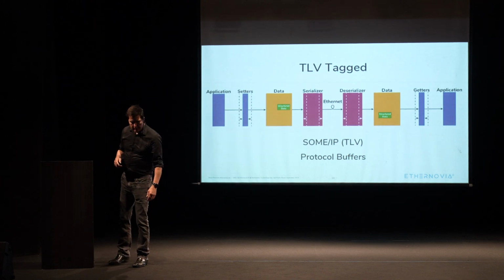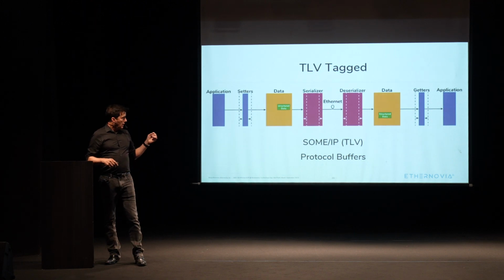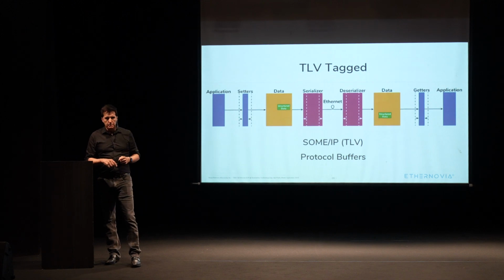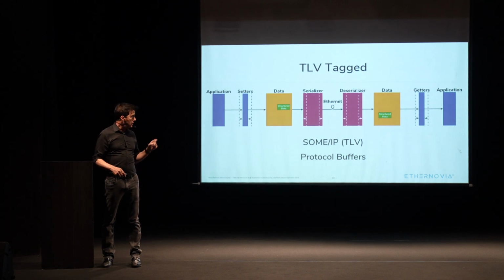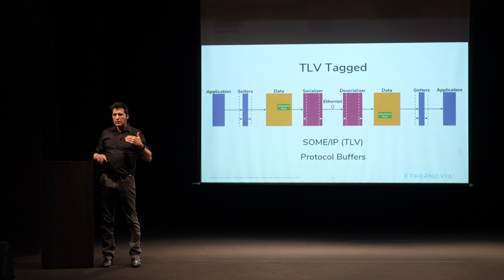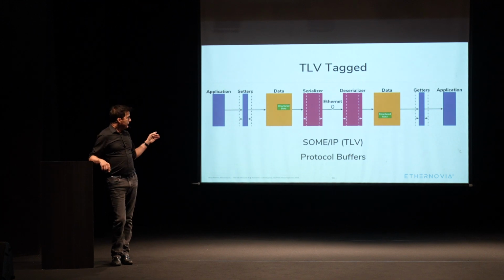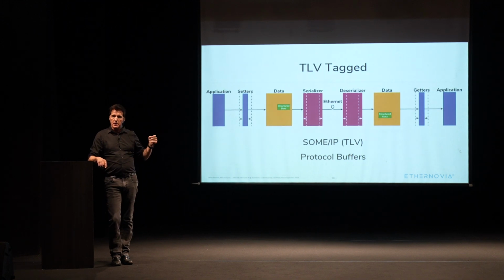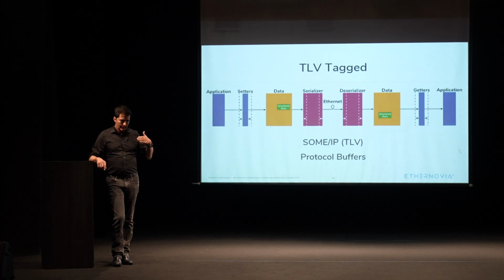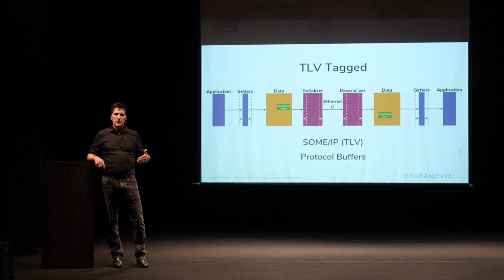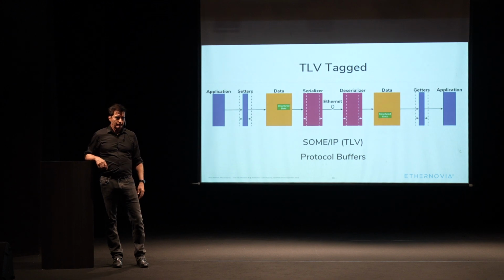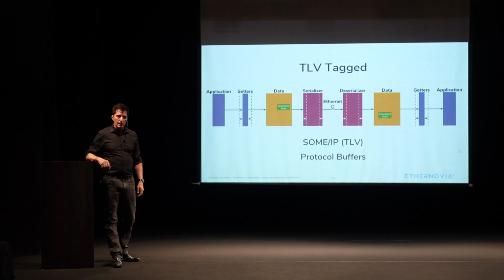Examples of these serialization schemes are the TLV variant of SomeIP and protocol buffers. Now you notice that setters and getters are fairly narrow, meaning there's low CPU workload for accessing individual variables. However, the serializer and deserializer blocks have become quite fat. And this has to do with the complications associated with this type of serialization. Now we'll explore why the CPU workload is so high in coming slides.